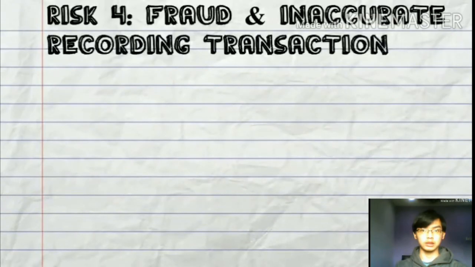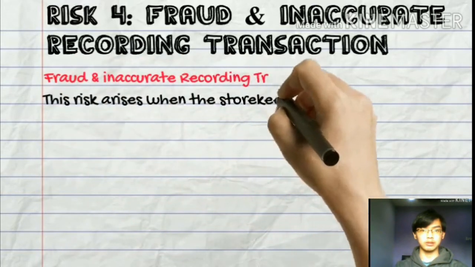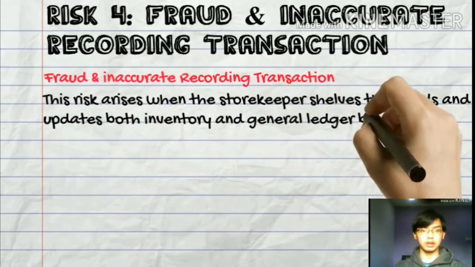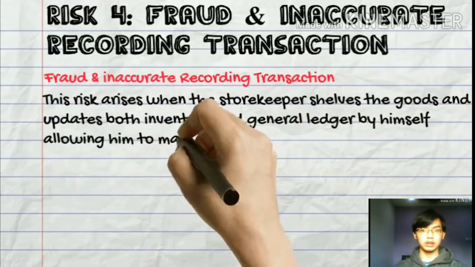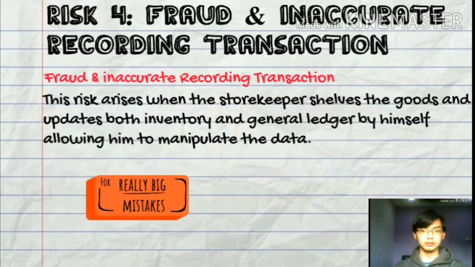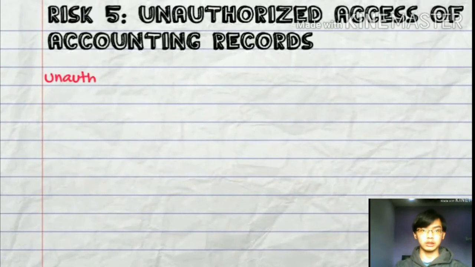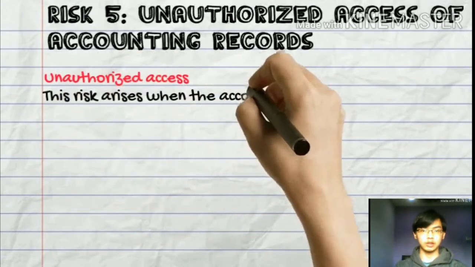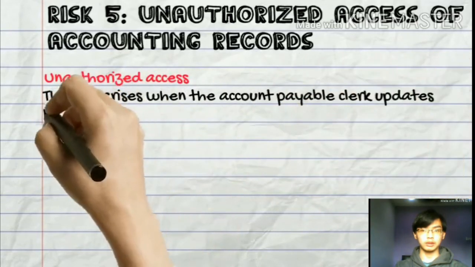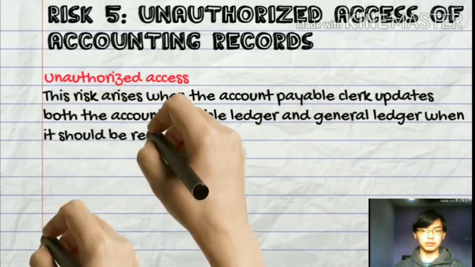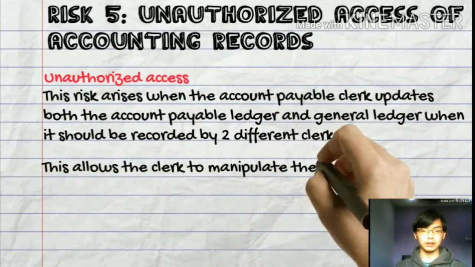The fourth risk is fraud and inaccurate recording of transactions. This risk arises when the storekeeper shelves the goods and updates both the inventory ledger and general ledger by himself, allowing him to manipulate the data. The last risk is unauthorized access of accounting records. This risk arises when the account payable clerk updates both the account payable ledger and general ledger when they should be recorded by two different clerks. This allows the clerk to manipulate the information.